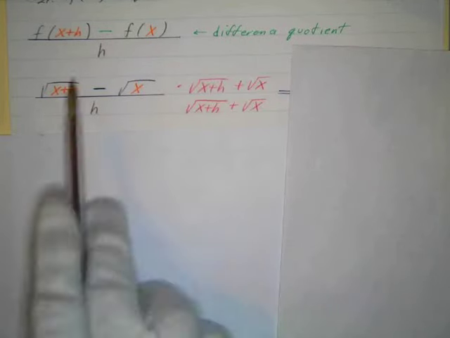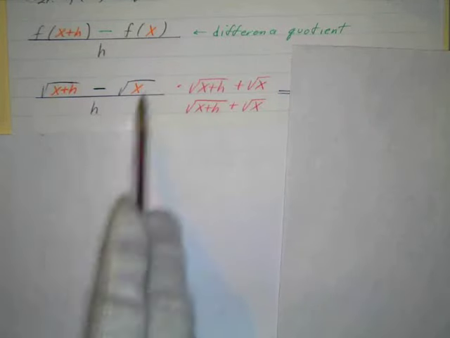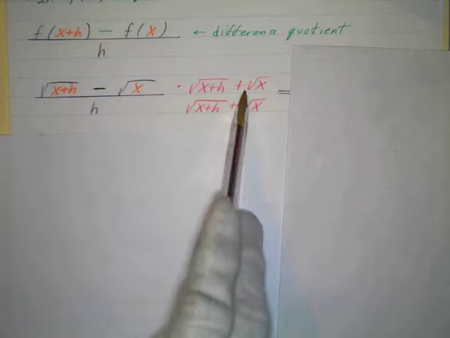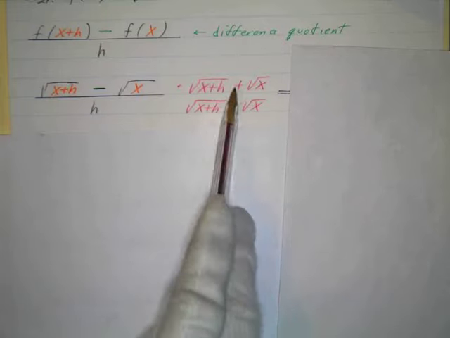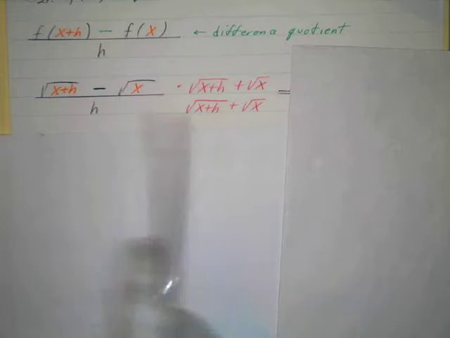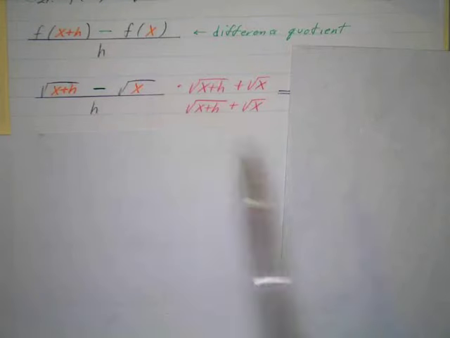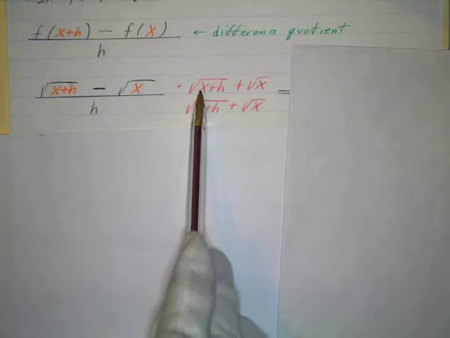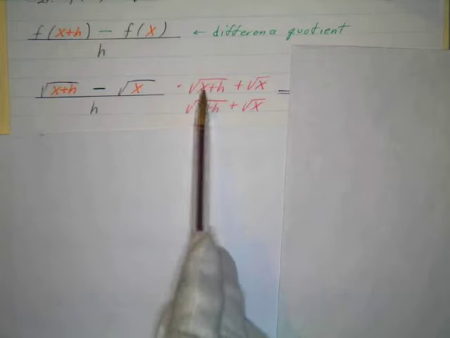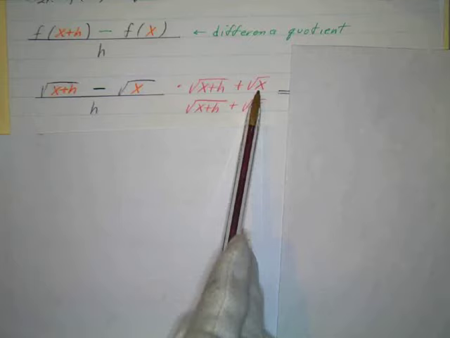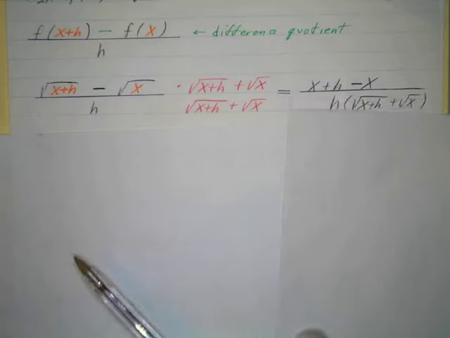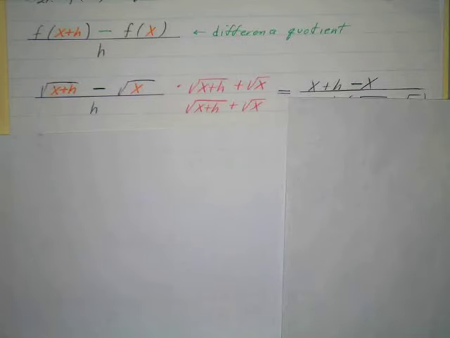So we multiply the top and the bottom of this fraction by the conjugate of the numerator, which is the square root of x plus h plus the square root of x. Now we multiply this. This is like a minus b times a plus b, which is a squared minus b squared. So it's going to be this squared minus that squared. So it's just going to be the square root of x plus h squared, which is just x plus h, minus the square root of x squared, which is just x. So see how nicely that simplifies.